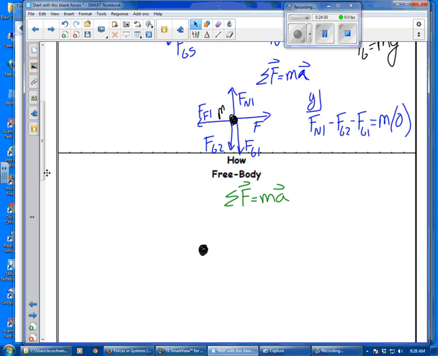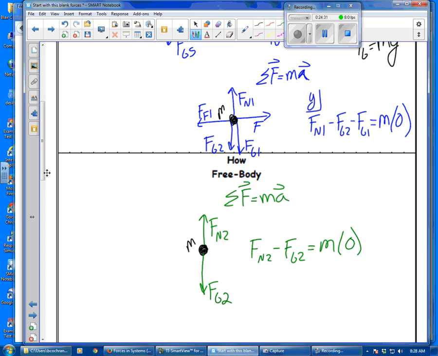Draw my free body. The weight of block 2. The normal force on block 2. It has an inertia of m. Now that I've filled in my equation graphically, filled in using math, write it in math again. And then just rearrange and substitute.